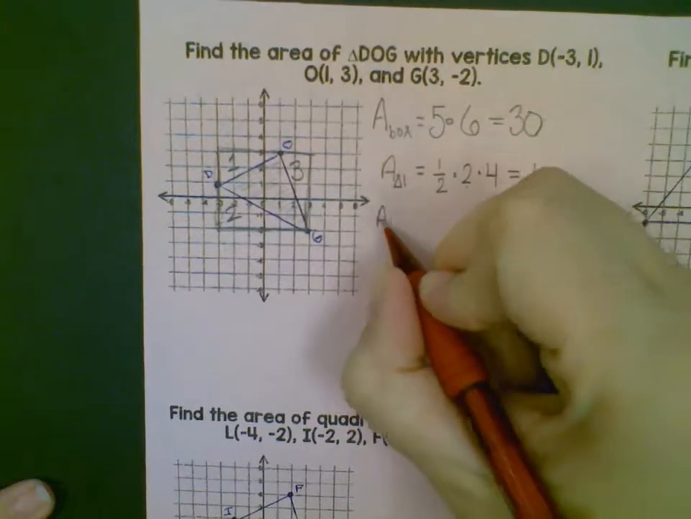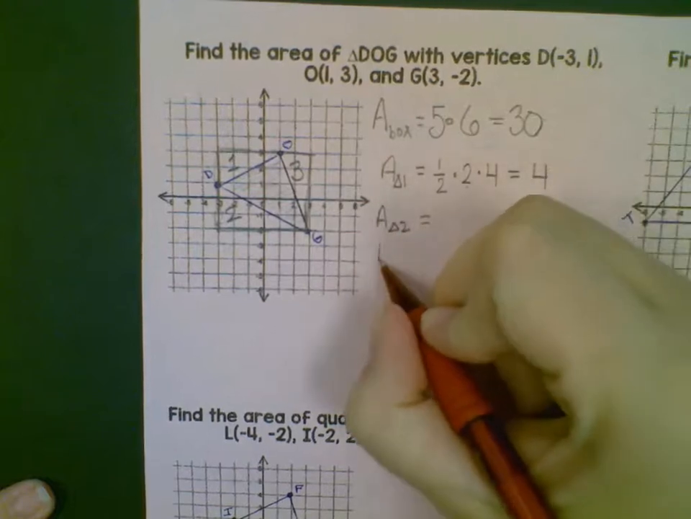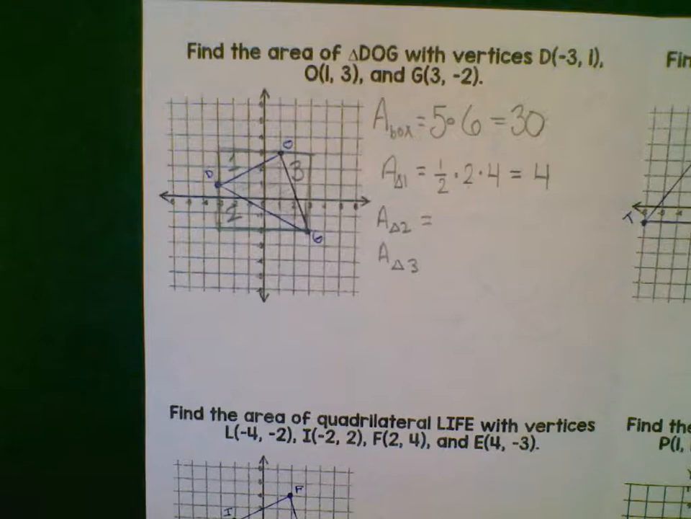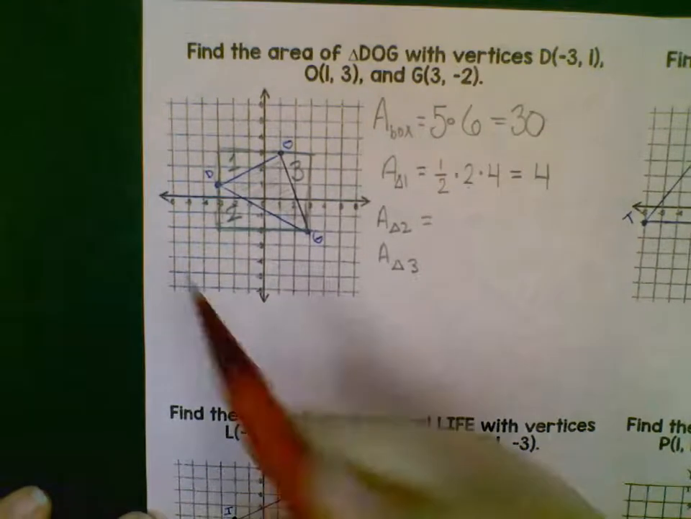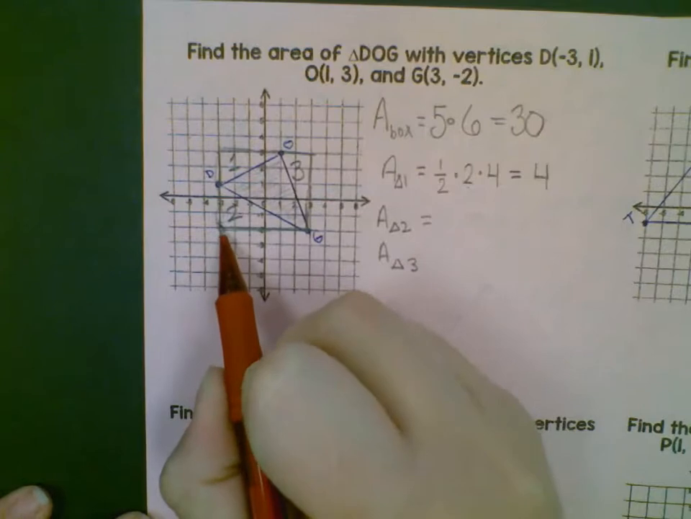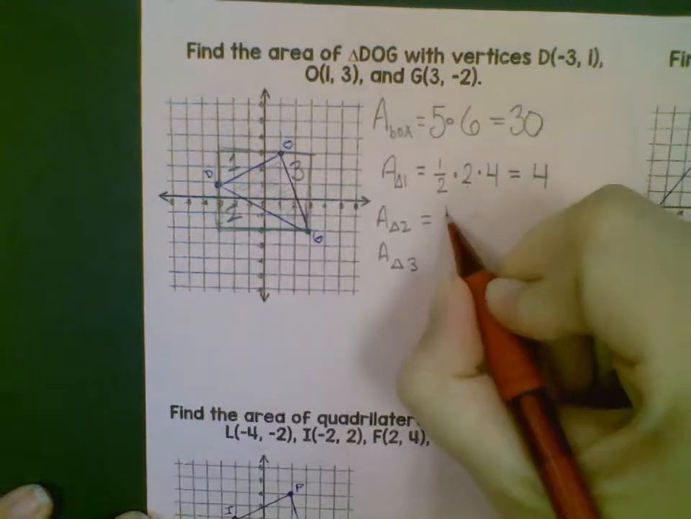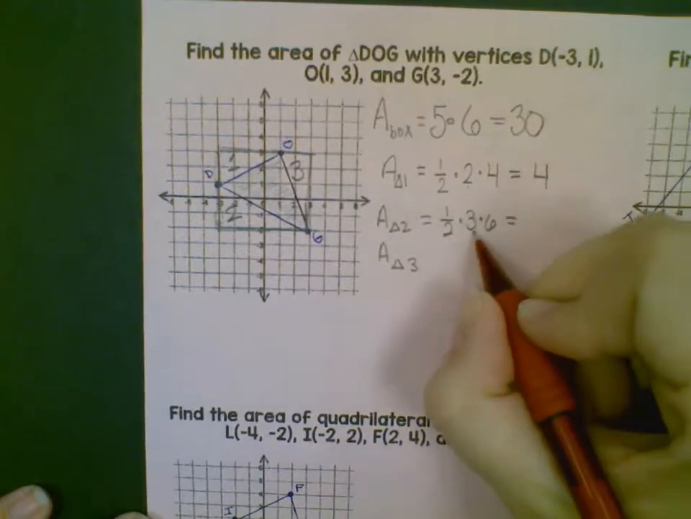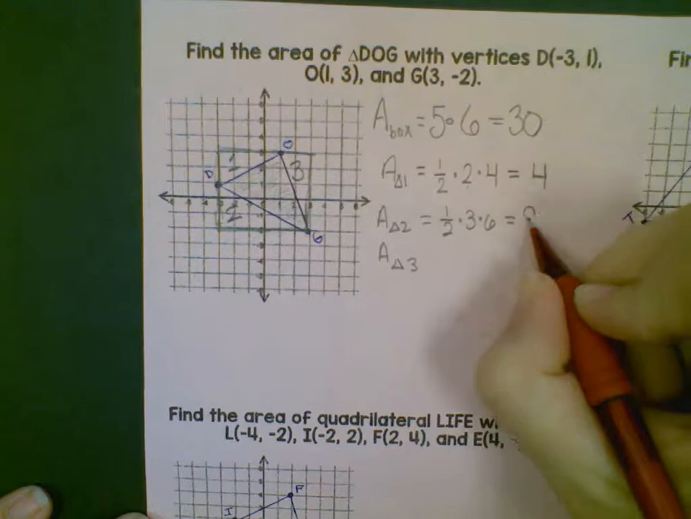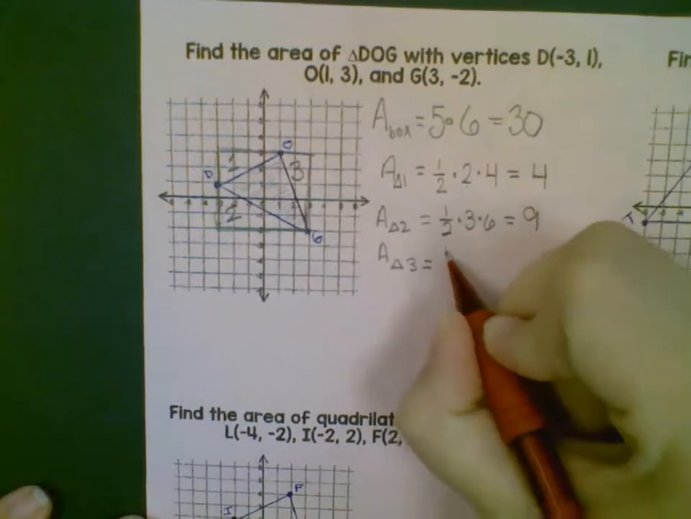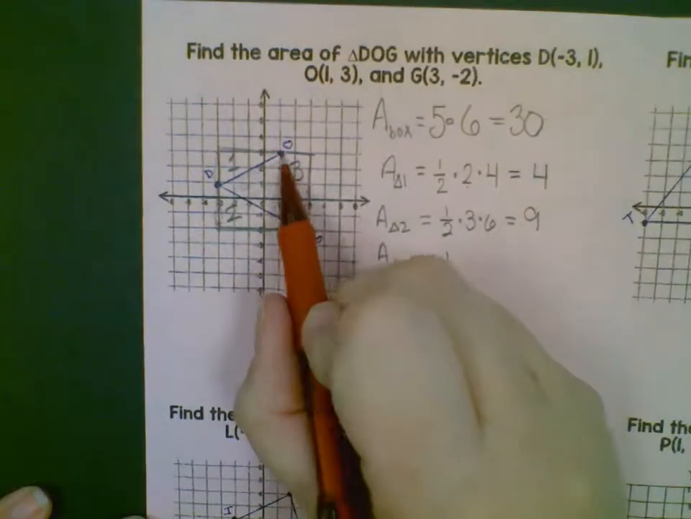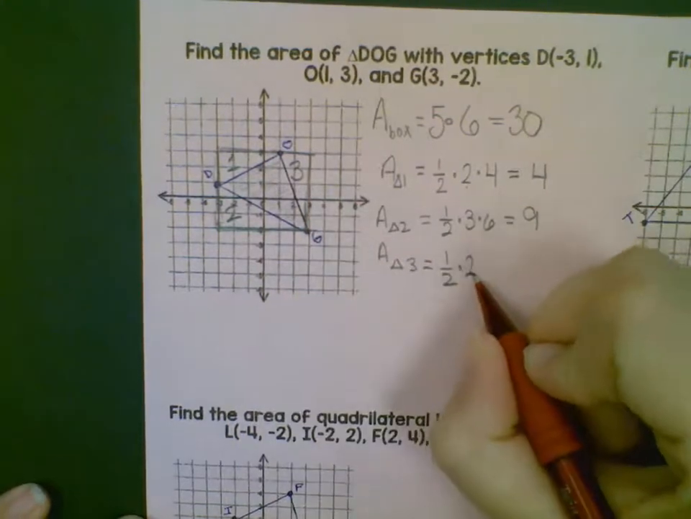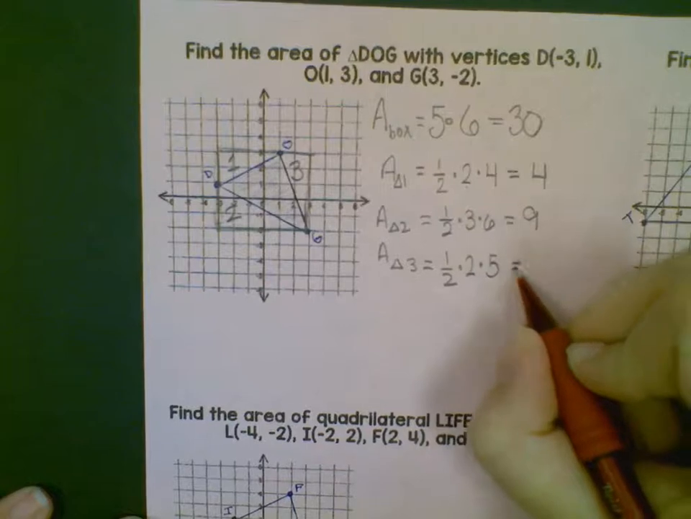So now we'll do the same thing for triangle 2 and triangle 3. And since they're triangles, we'll use the 1/2 base times height formula. Okay, so triangle 2 is 3 by 6. So 1/2 times 3 times 6. So 3 times 6 is 18, and half of 18 is 9. For triangle 3, we have 2 times 5, which is 5.